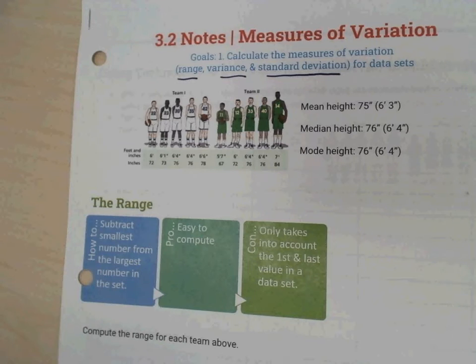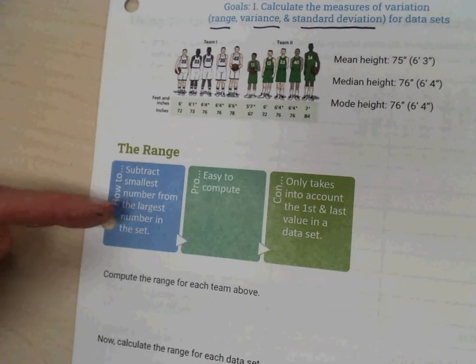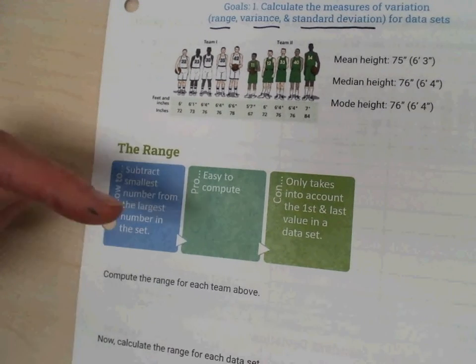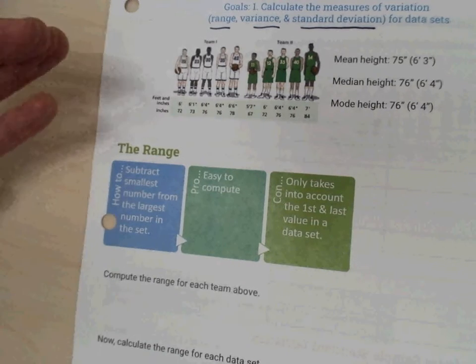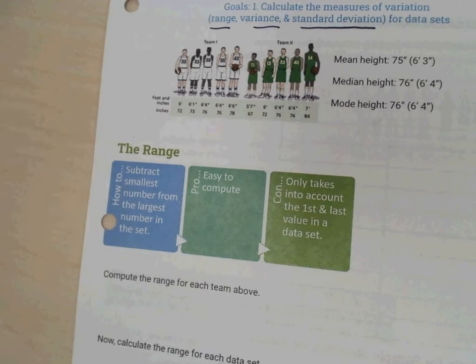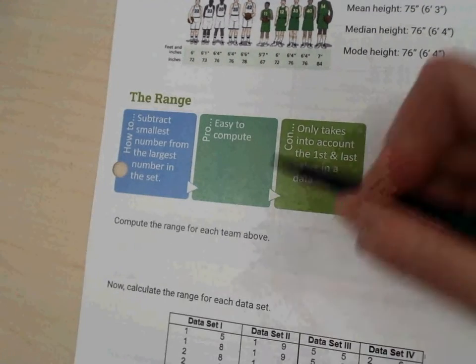Measures of variation. The first measure of variation you're familiar with is the range. The how-to is just subtract the smallest number from the largest number. The pro to using the range is that it's the easiest to compute of all of the measures of center and measures of variation. The con is that it only takes into account two numbers in the whole data set, the top and the bottom. So we're going to practice the range by calculating the range of the teams above.